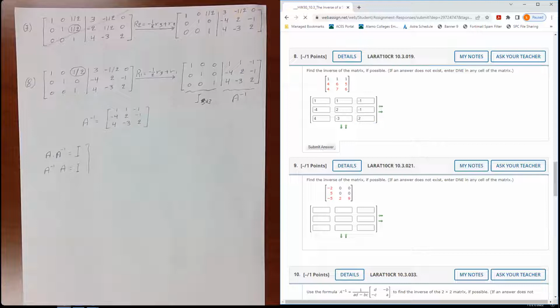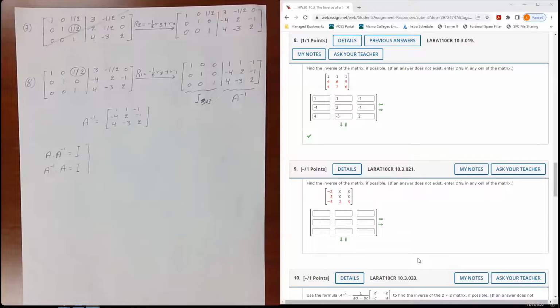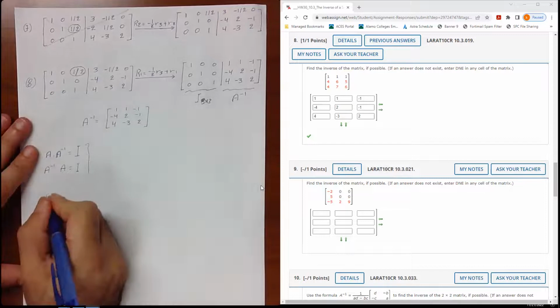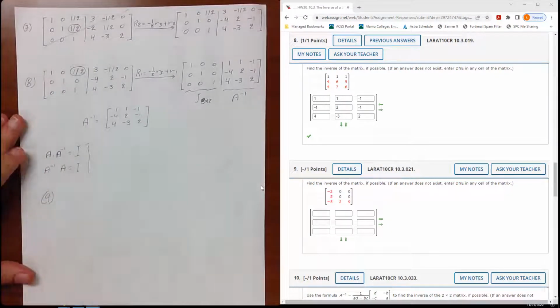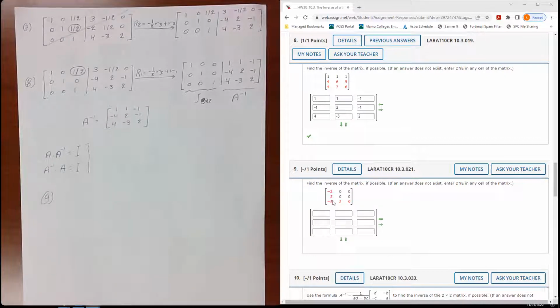That's it for this example. You're going to try the same thing for number 9. And be careful for number 9, if you get to a certain location where you need to convert this number or the new number here, and you can't find it, then in this case there is no inverse for this matrix. And in this case, you're just going to type does not exist. Does not exist. So you have to check example 9.